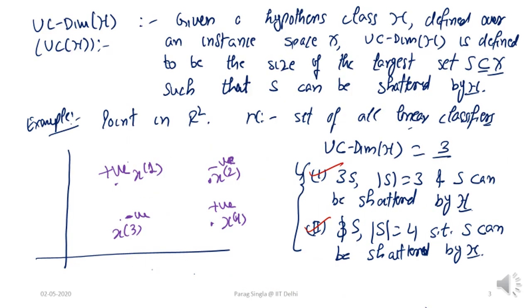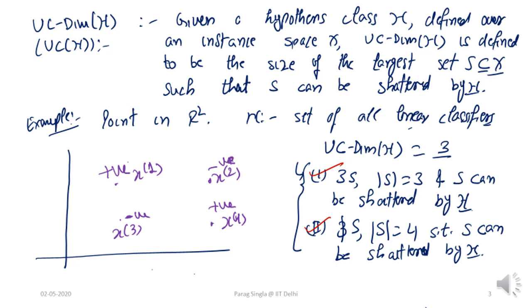The top of this slide just repeats the definition of VC dimension of a hypothesis class. Given a hypothesis class H defined over an instance space X, the VC dimension of H is simply defined to be the size of the largest set S, a subset of the instance space X, such that S can be shattered by H. So let us look at the example that we were looking at in the previous slide. This is the hypothesis class of all linear classifiers in 2D.